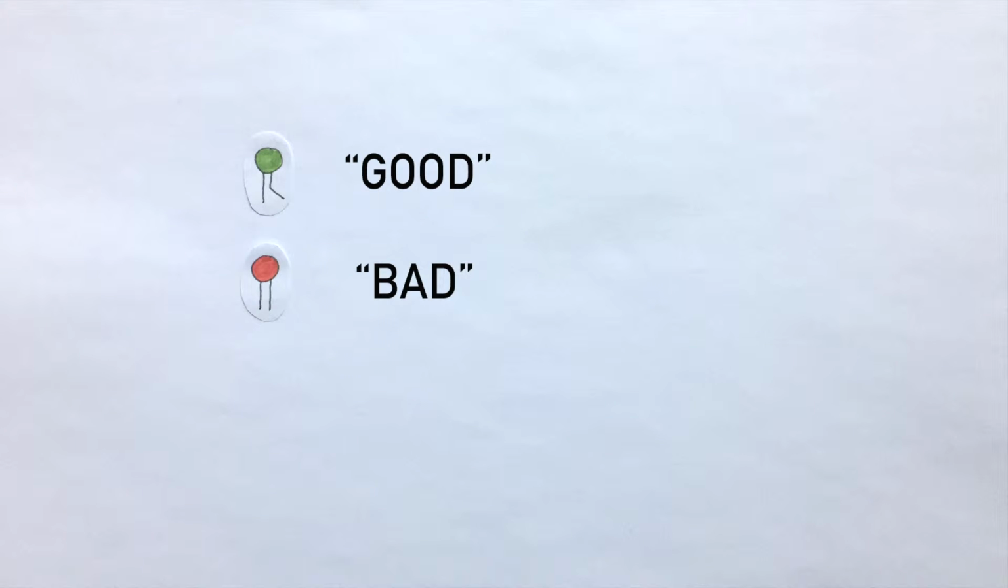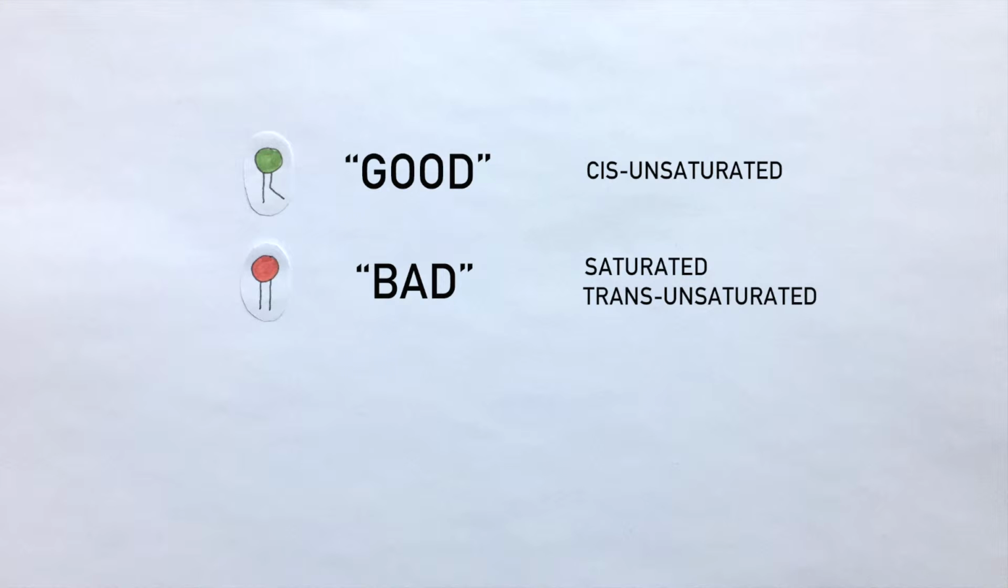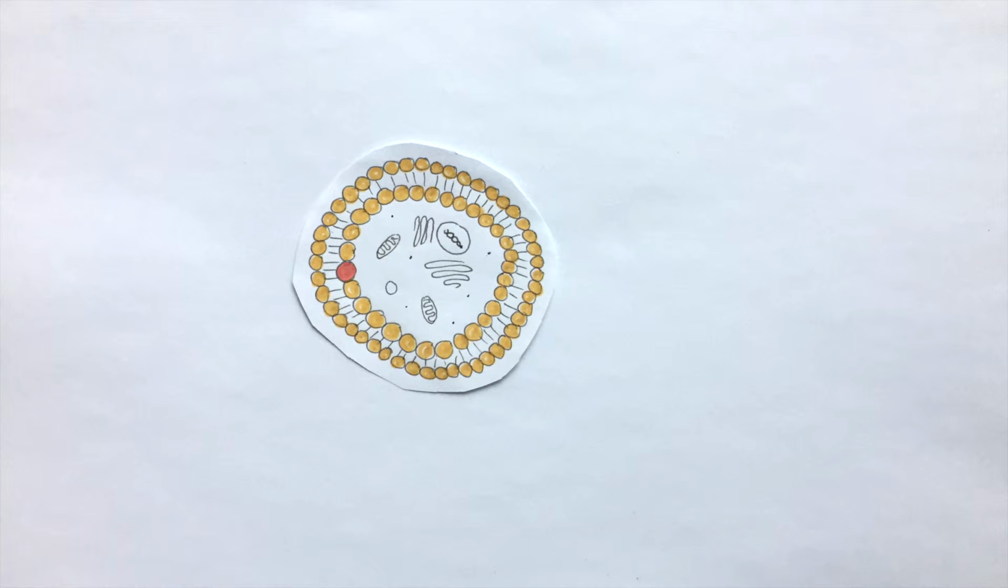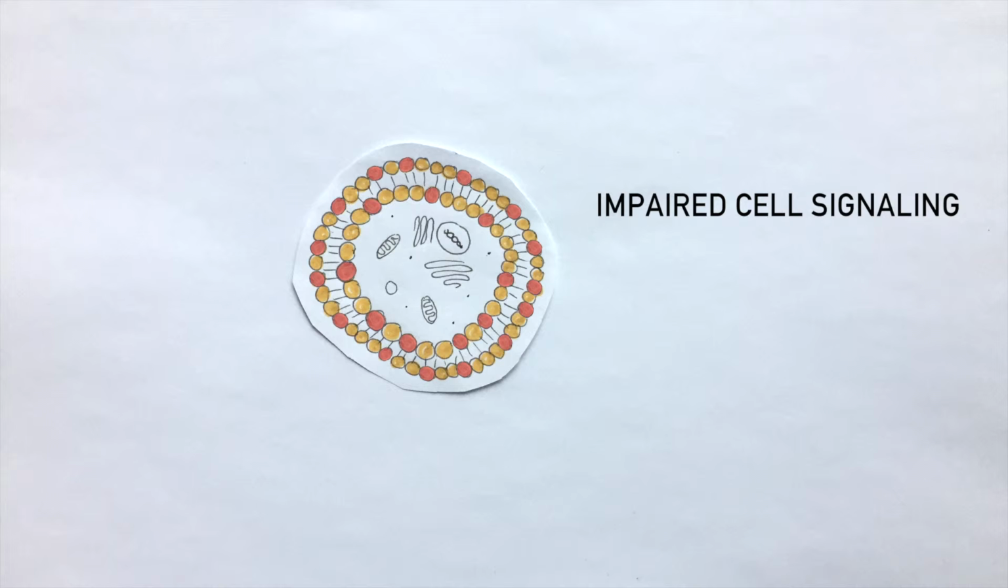Roughly, fatty acids can be divided into good and bad fatty acids, where the good ones are different types of cis-unsaturated fatty acids, and the bad ones include saturated and trans-unsaturated fatty acids. The reason why we call them bad fatty acids is the rigid structure of the hydrophobic tail part of the molecule, which contains either no double bonds or trans double bonds. When the plasma membrane contains a lot of these fatty acids, the whole membrane becomes rigid. This impairs the cell signaling, and the cell cannot function properly.